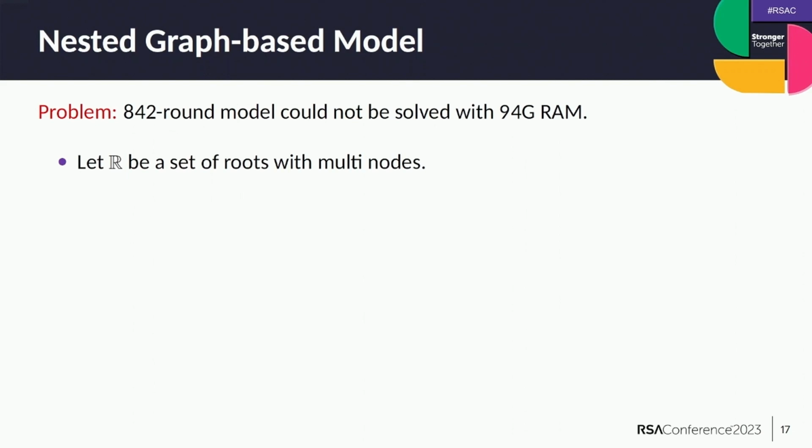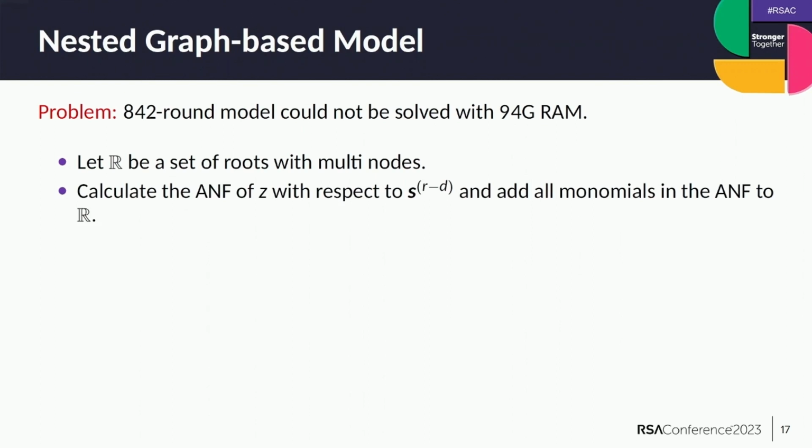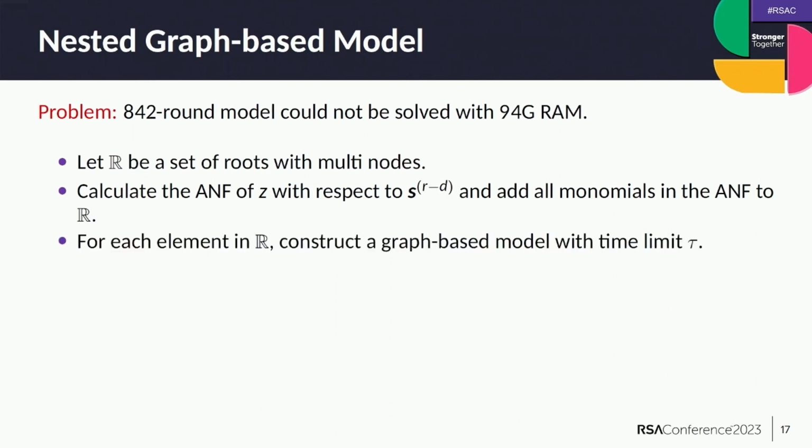Let R be a set of loops with multi-nodes. We calculate the ANF of Z with respect to SR minus 2 and add all monomials in the ANF to R. For each element in R, we construct a graph-based model with time limit tau.